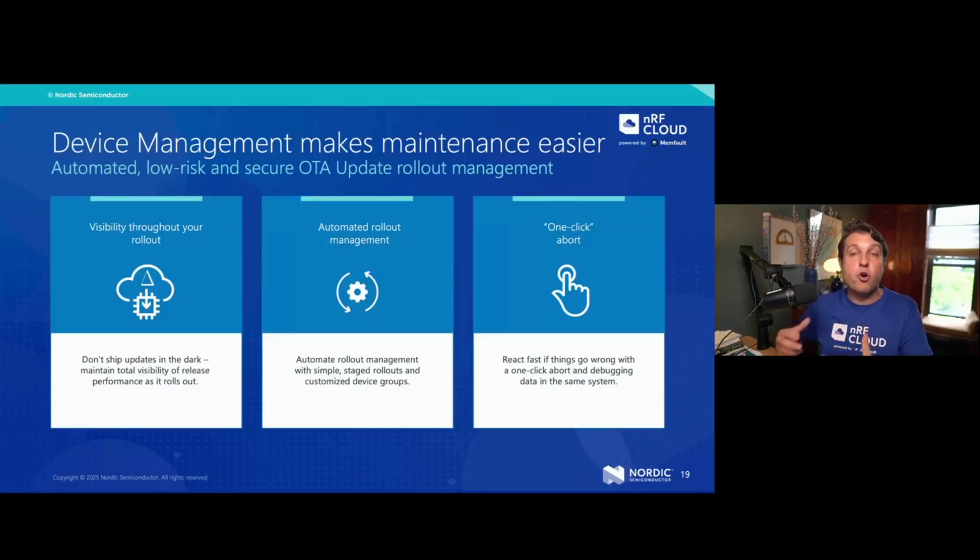Number 2, we have automated rollout management, which lets you create cohorts of devices that you want to update together and do a staged rollout that updates 5%, 10%, 30% of that cohort over time automatically, so that you do not get all your devices on a new release and risk introducing a new problem. Last but not least, we have a one-click abort, which lets you very, very quickly stop a release if there is a problem.